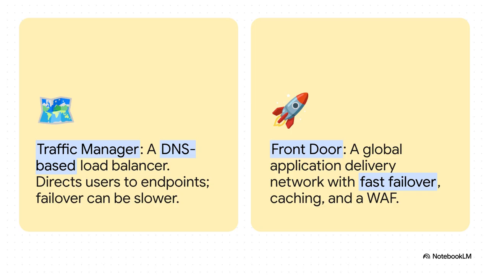So when a user makes a request, Traffic Manager is kind of like a global phone book. It just gives their browser the IP address of the closest server before they even connect. It's great for basic high availability. Azure Front Door, on the other hand, is a whole different beast. It's a full-blown application delivery network.